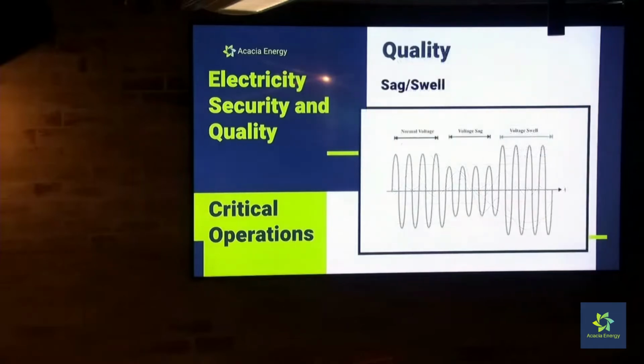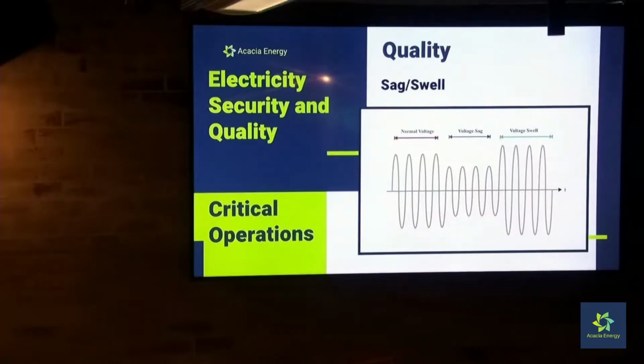Our next fun one is sags and swells. These ones are transient issues and a little bit more observable. You'll see these happen. You'll see lights turning off. You'll see interruptions to plant, or you may see damages to your plant as well. So on the left-hand side, we've got our normal voltage. That's your 400 volts or 230 volts.